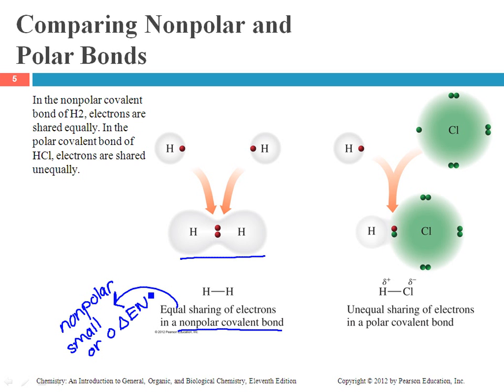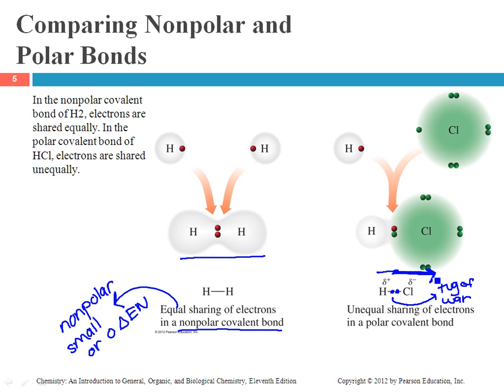For HCl, we saw that we have unequal sharing. So if we were to play tug-of-war with the hydrogen and the Cl, here's our rope in between. Electronegativity says that whichever atom's more electronegative is going to pull electrons harder to itself. So basically the chlorine is winning the tug-of-war. It's pulling harder on these electrons.